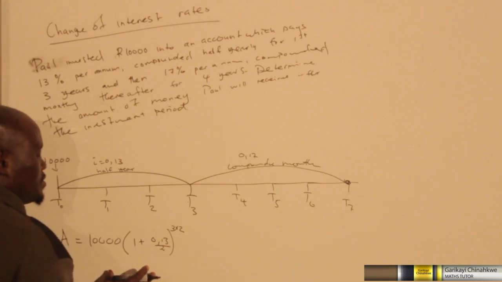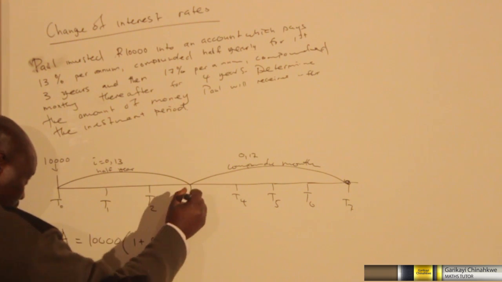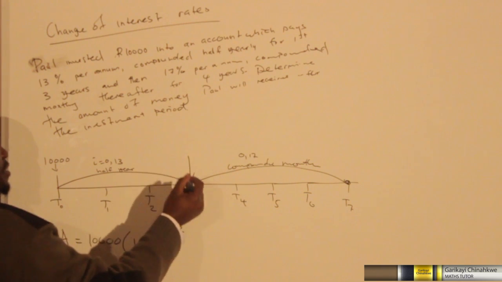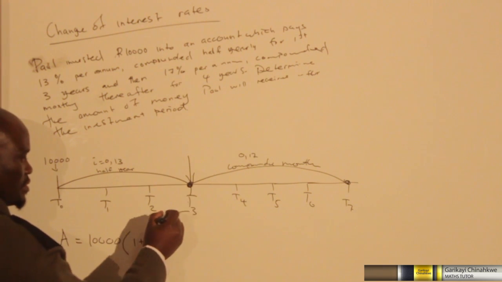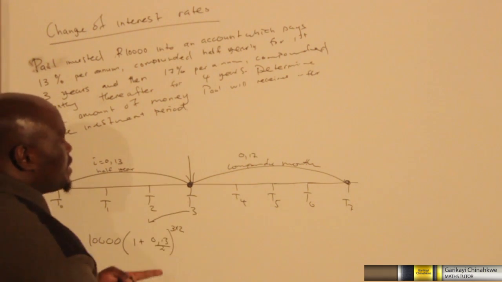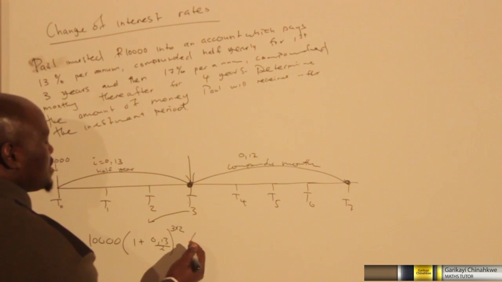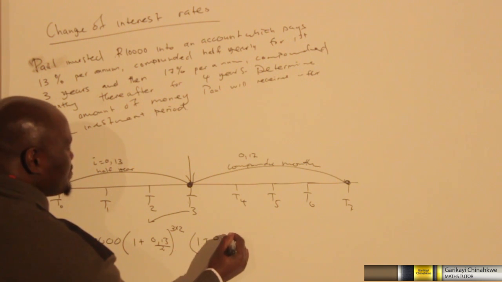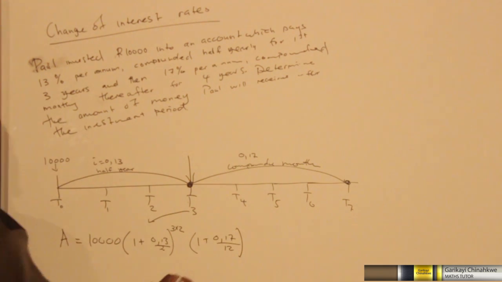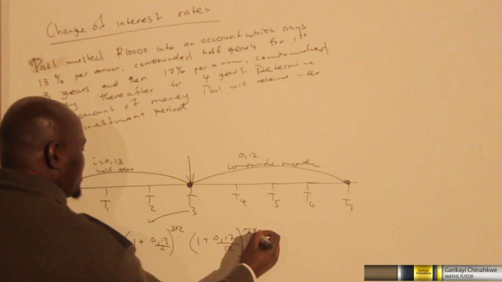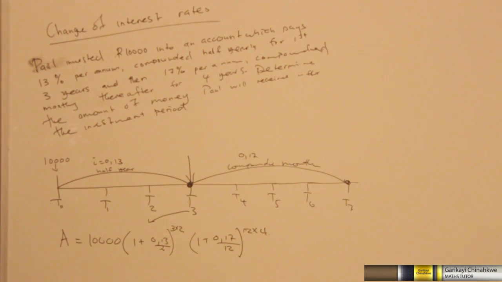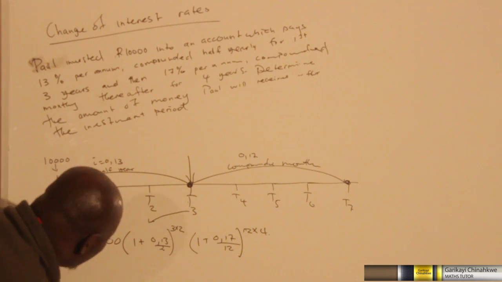Then this is the amount of money he's going to get here. So this amount is going to grow again, but at a different interest rate, 0.17 whole to the power of 12, because it's compounded monthly, so it's 12 times 4 for 4 years. That's how you do it. Then from there you use a calculator.